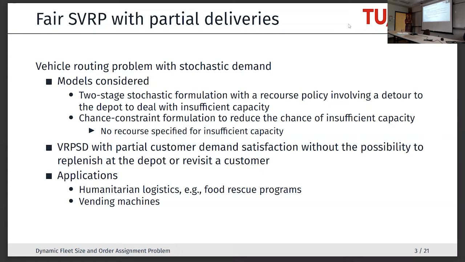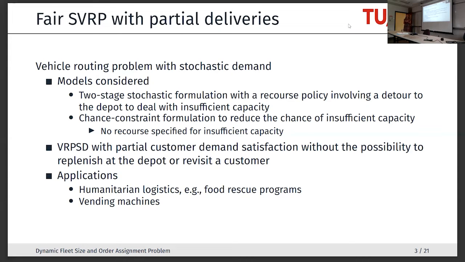So the problem that we will look at here, in collaboration with Michel Gendreau and Walter Rey, is the vehicle routing problem with stochastic demand, where we allow partial customer demand satisfaction. And we are not allowed to go back to the depot to refill our vehicle. So we have to do with the capacity that we currently have. And we're not allowed to revisit a customer.